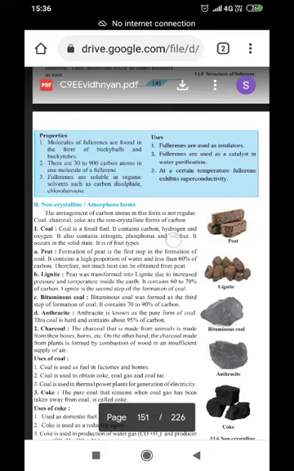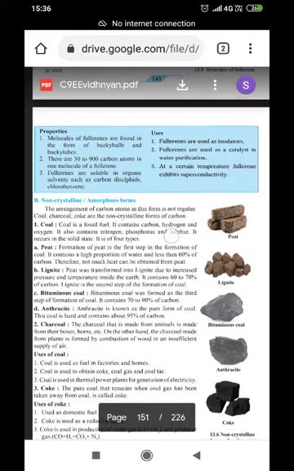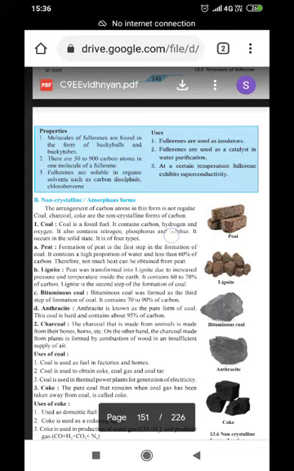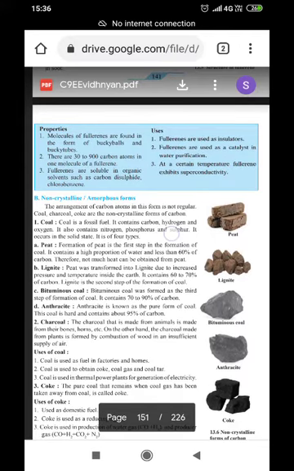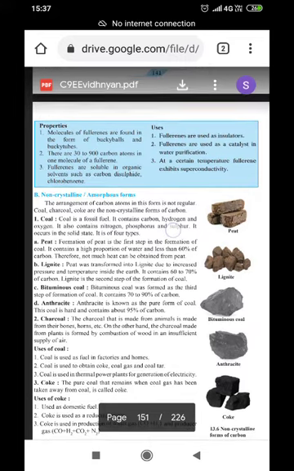Fullerene is also used as a catalyst in water purification, meaning that it does not react, but is responsible for the purification of water. Then, at a certain temperature, fullerene exhibits superconductivity. Here, the behavior of conductivity changes at a particular temperature.